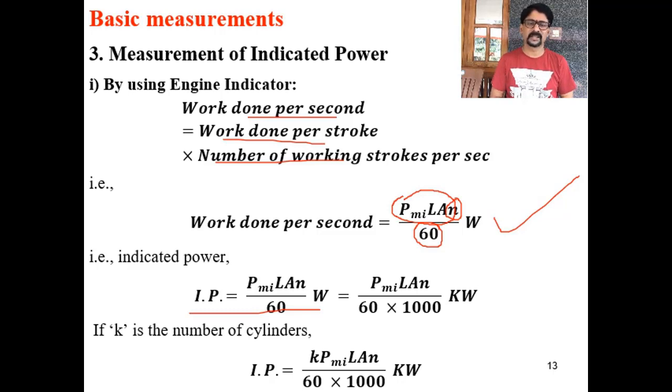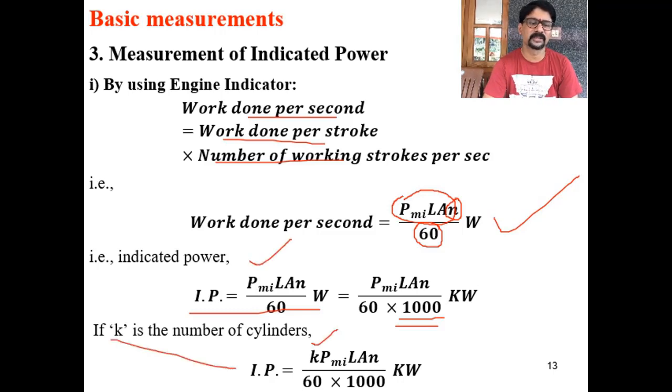Now this is for a single cylinder. Suppose you want the indicated power to be calculated in kilowatt, then divide it by 1000. The purpose of dividing by 1000 is only to convert watt into kilowatt. Even in brake power calculation, it is divided by 1000 only to convert watt into kilowatt. Suppose you want to calculate the indicated power of a multi-cylinder engine, then you have to multiply by K, because the formula is given for one cylinder. If K is the number of cylinders, then IP is equal to K into PMI LAN by 60 by 1000.